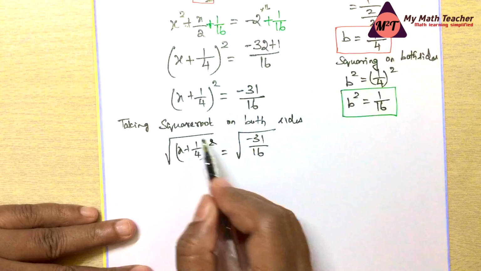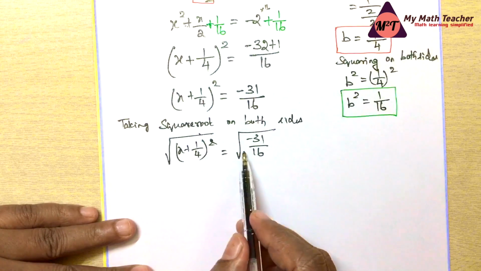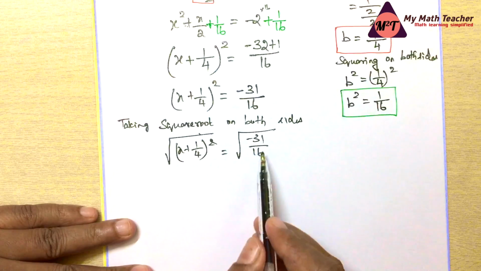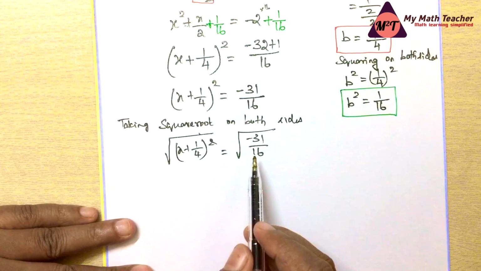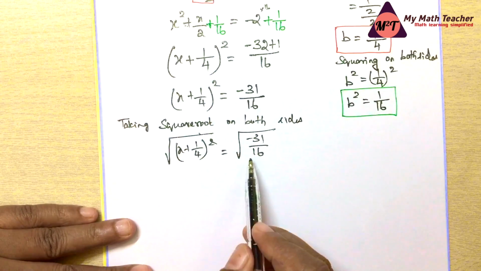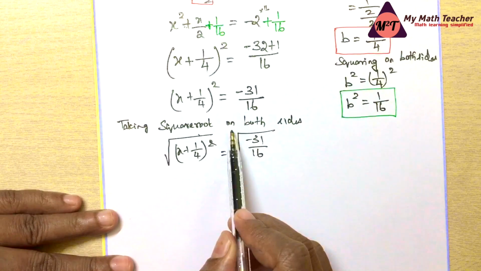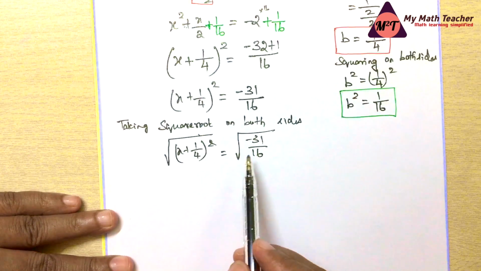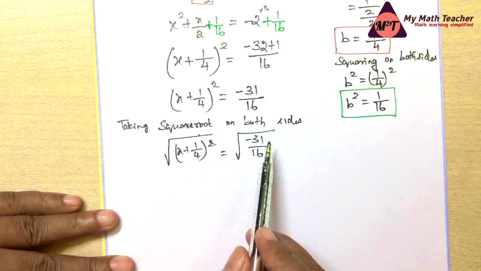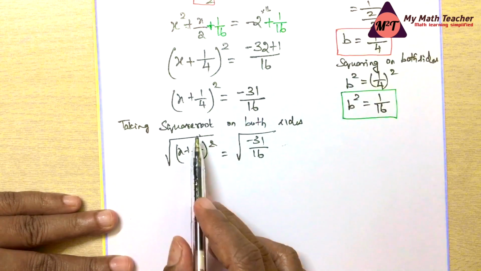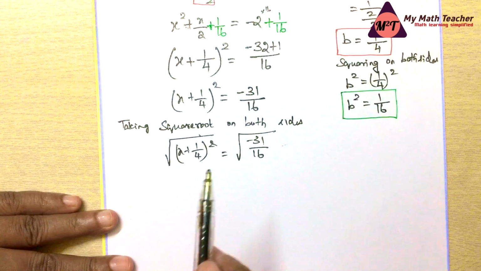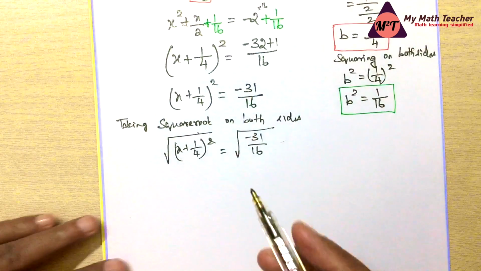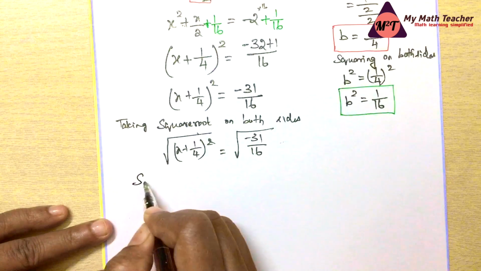Here we can simplify this, whereas the right side you can see minus 31 by 16. So always remember, square of any number cannot be negative. Square root of minus 31 by 16. We know that square of any number cannot be negative. Therefore there is no real root at all, which means the roots are imaginary. So you can write the statement like this.